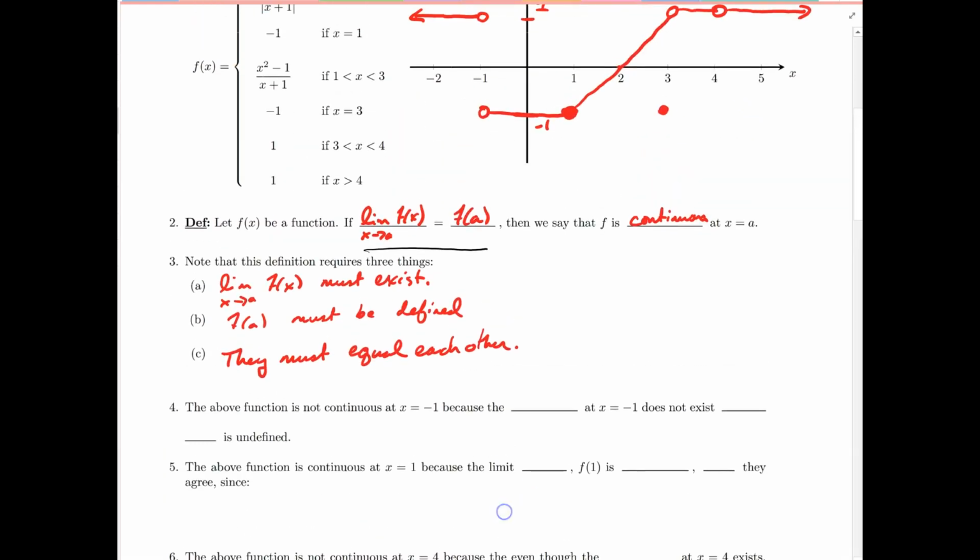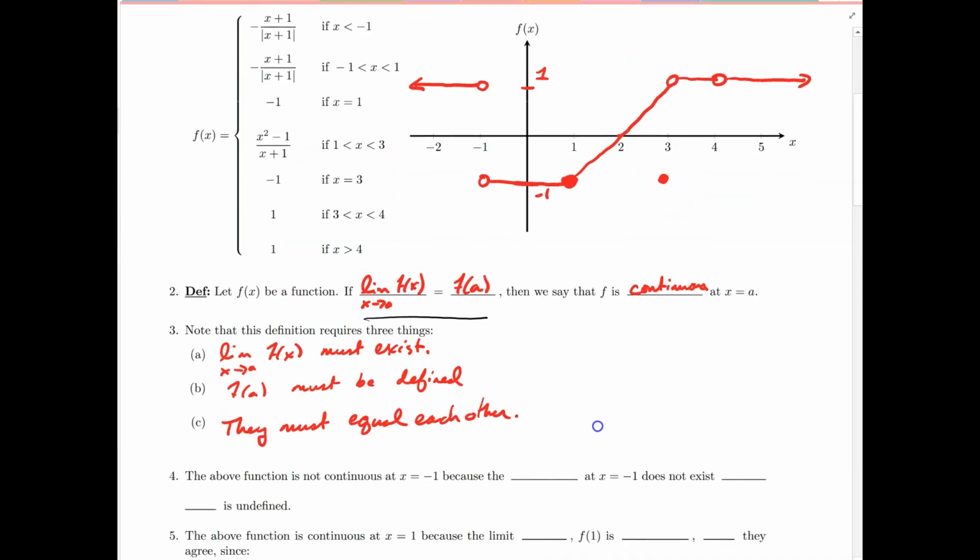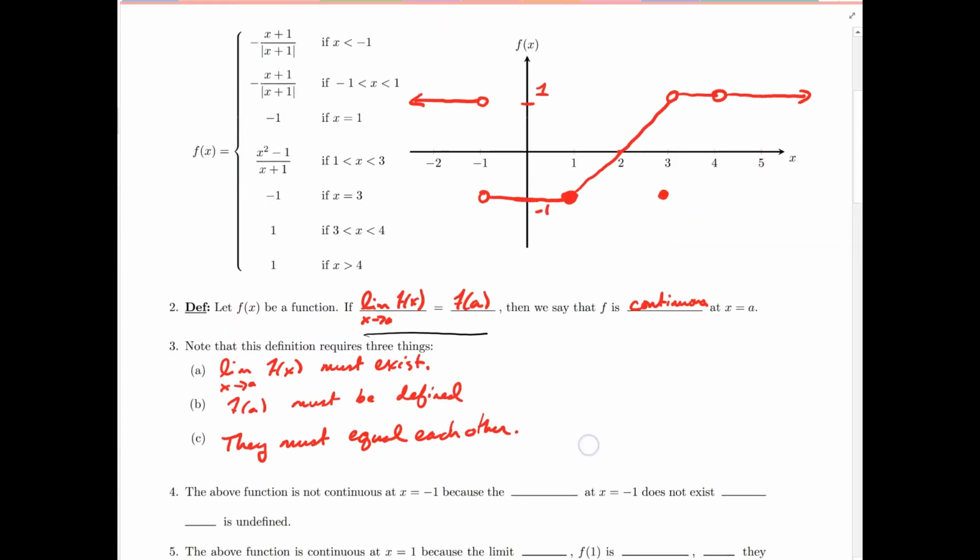So let's look back at our function here that we sketched. Okay, so let's see if we can do this. I have to jump up and down in the view. The above function is not continuous at x equals -1. So let's look at this. Yeah, it's not continuous at x equals 1.